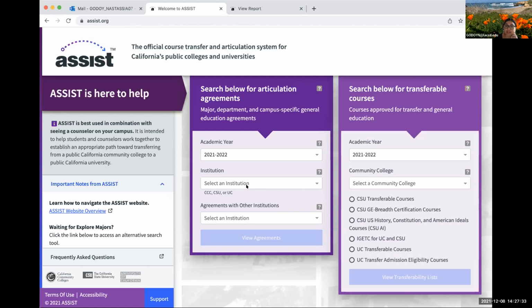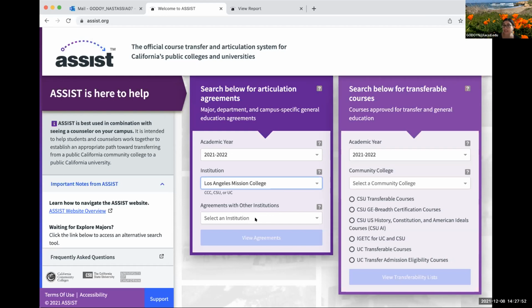So what do I do first? I go to the institution I'm transferring from, LA Mission College. Then I'm going to select agreement with other institutions. This is where I pick the Cal State or the UC I'm interested in transferring to. Someone tell me a Cal State they're interested in transferring to. CSUN.